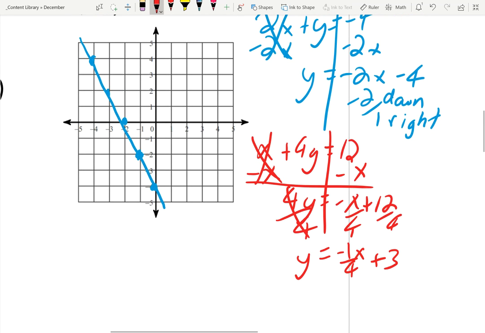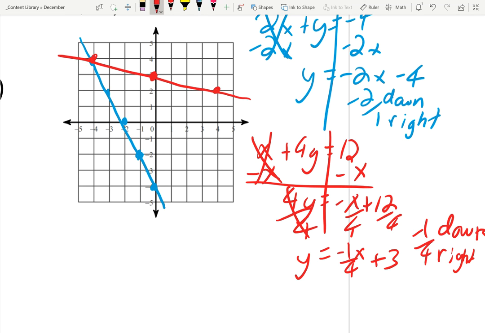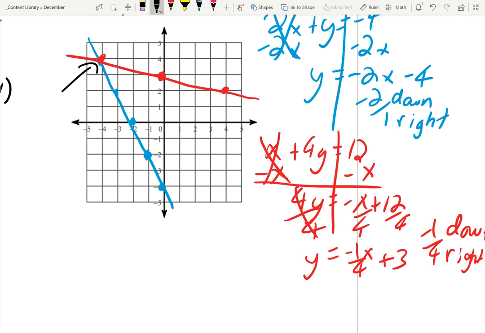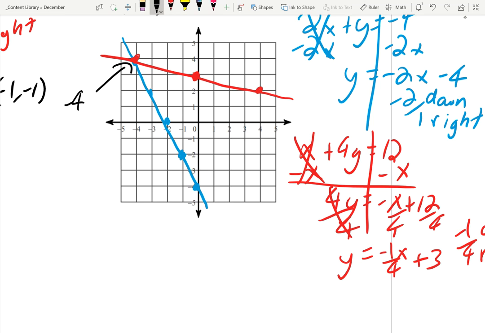So y-intercept at +3. And then since it's -1 over 4, we're going to go down 1 and then right 4. So down 1, right 4 puts us here. And then let's go backwards as well. Go up 1 and left 4. That puts us overlapping at that point. So our answer is going to be at that point, which is -4, +4.